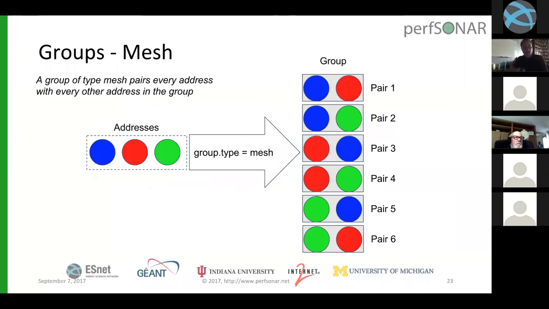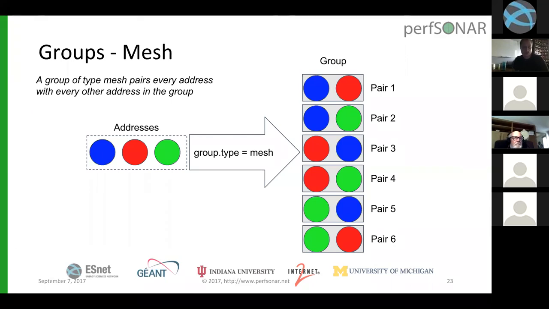That's where the concept of groups comes in. There are a few different types of groups, and if you're familiar with MeshConfig, a lot of this will sound familiar. One type of group is type mesh, which means take an input of all these address objects and pair each of them with all the other ones. Order matters in the case of this mesh, so we have blue, red, and we also have red, blue, things like that. In this example, if we have these three shapes, we end up with 6 pairs shown.